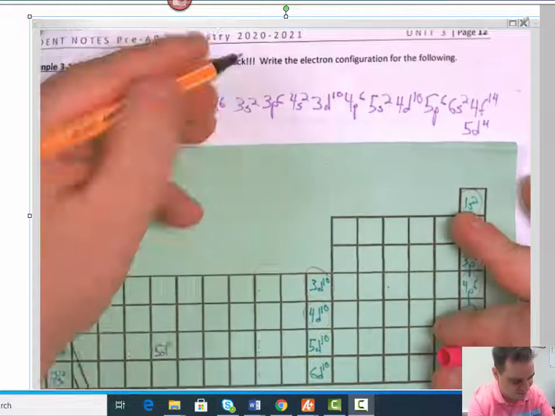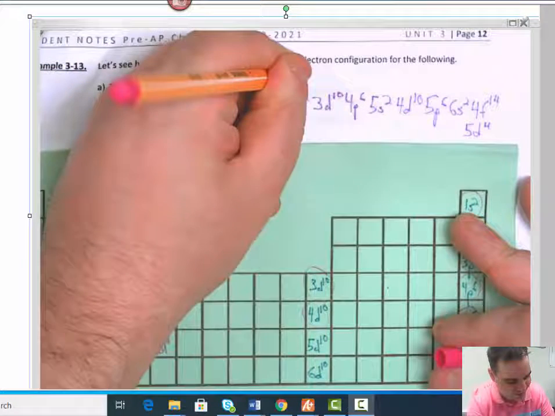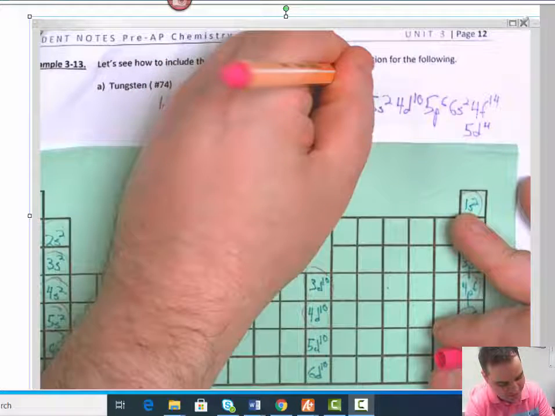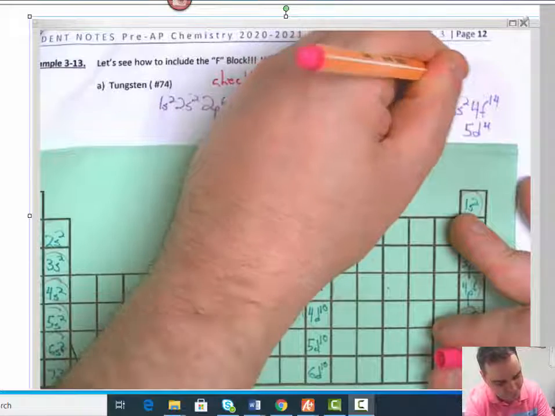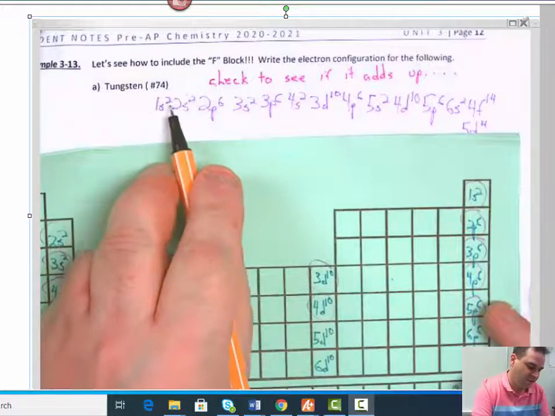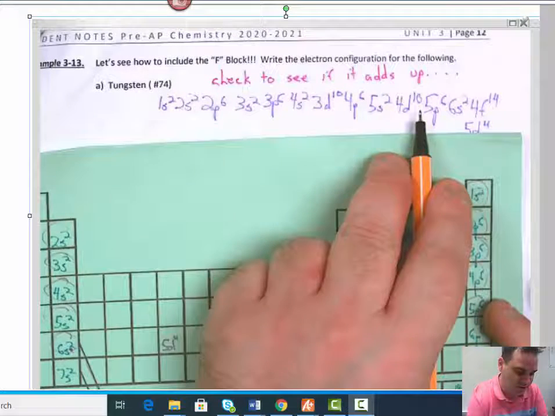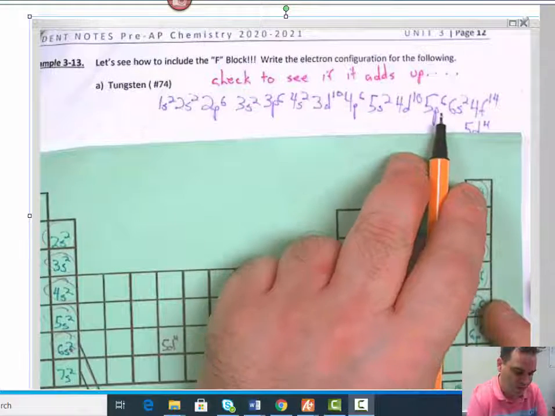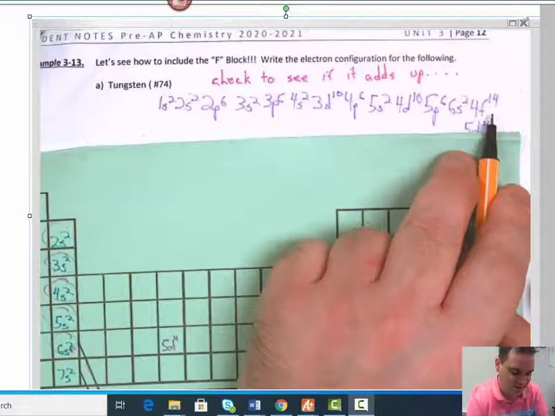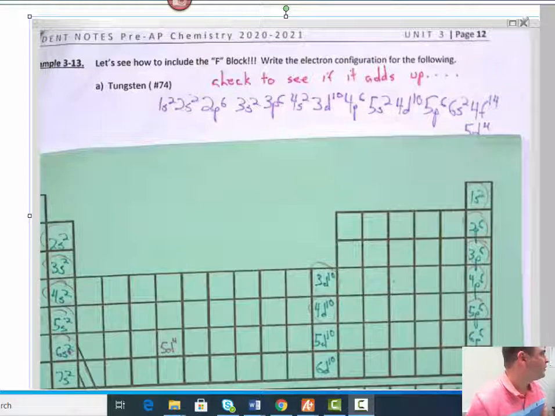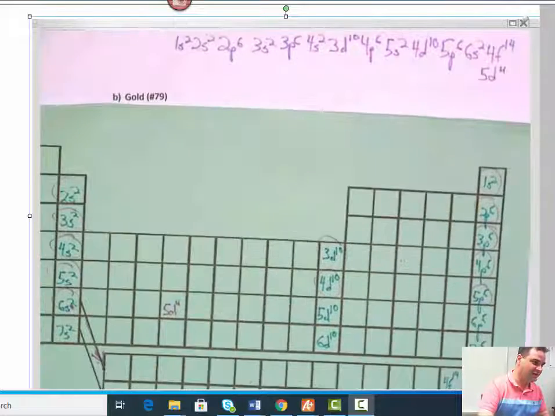You always want to check to see if it adds up. So 4, 10, 12, 18, 20, 30, 36, 38, 48, 54, 56, 70, 74. There you go. Easily done. That's how you do tungsten.